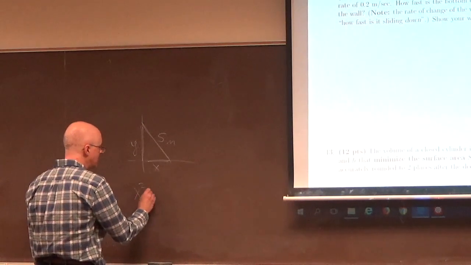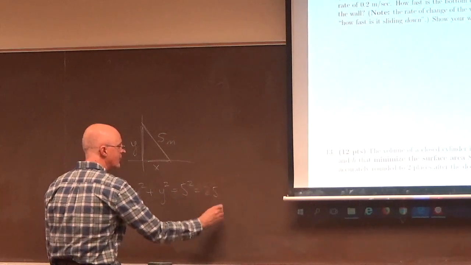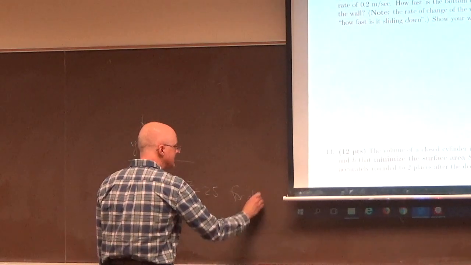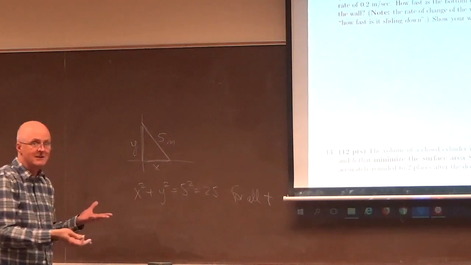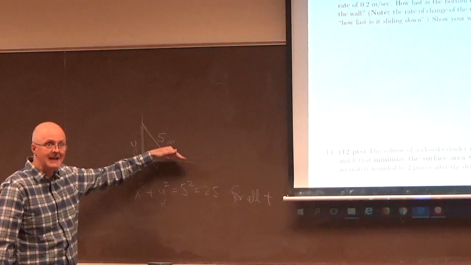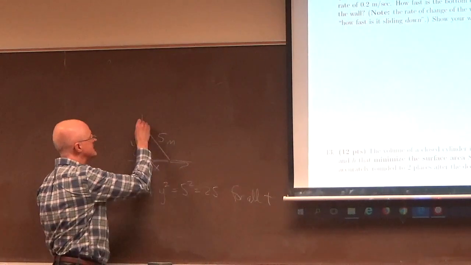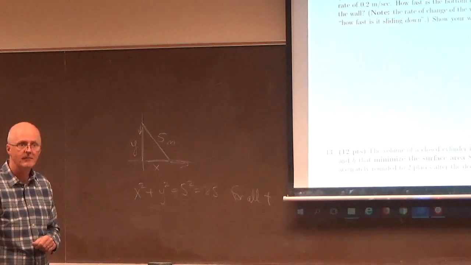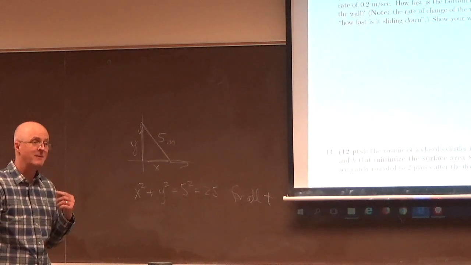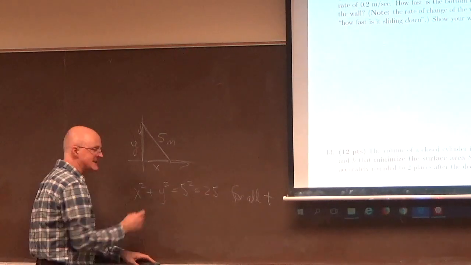The Pythagorean theorem says x squared plus y squared equals 5 squared, or 25, for all time, for all t. Now you don't see any t's in the equation, but it's in your mind. Time is going by, the ladder is sliding. This is moving away from the wall, this is moving down the wall. You gotta have that perspective to realize what it's about. Both x and y depend on t.